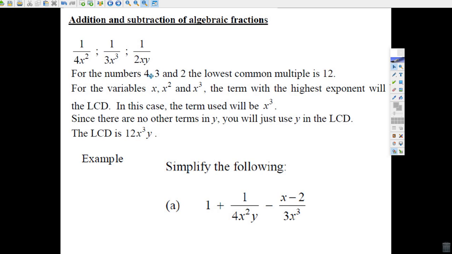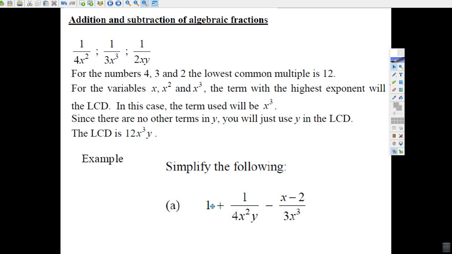Well, first you look at the numbers. There's 4, there's 3, and there's 2. The lowest common multiple is 12. It's the smallest number that's a multiple of 4, 3, or 2. So 12 is your starter. Now you look at all the variables. There's x squared, there's x cubed, there's x. X cubed is the smallest exponent of x that will include all of these things, that all of these things can divide into. And there's got to be a y there because this one contains a y. So there's your lowest common denominator.